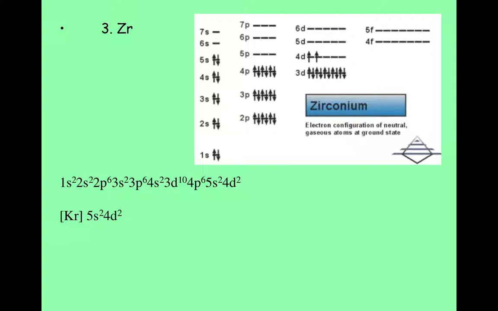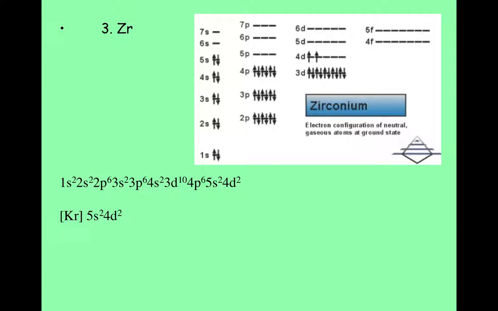You also could get a question that says, what is the highest occupied energy level? In this case, that's the 5th energy level. The differentiating electron is in the 4th energy level, true, but the highest occupied energy level is the 5th energy level. The last question you can get is referring to the number of unpaired electrons.